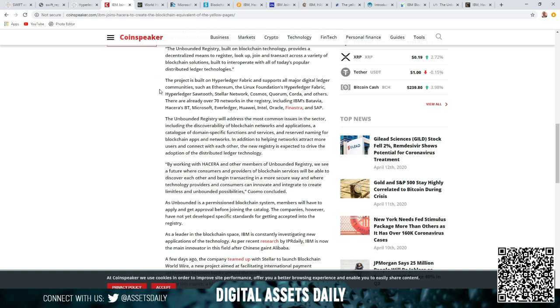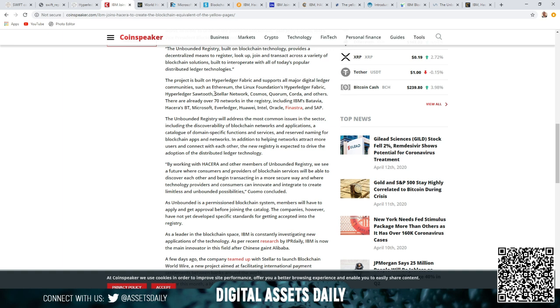Oh, here it is. I must have unhighlighted it by accident. The project is built on Hyperledger Fabric and supports all major digital ledger communities, such as Ethereum, the Linux Foundation's Hyperledger Fabric, Hyperledger Sawtooth, Stellar Network, Cosmos, Quorum, Corda, and others. There are already over 70 networks in the registry, including IBM's Batavia, Hasera's BT, Microsoft, Everledger, Huawei, Intel, Oracle, Finastra, and SAP. We can go through a bunch of these, but just really quickly grabbing some.